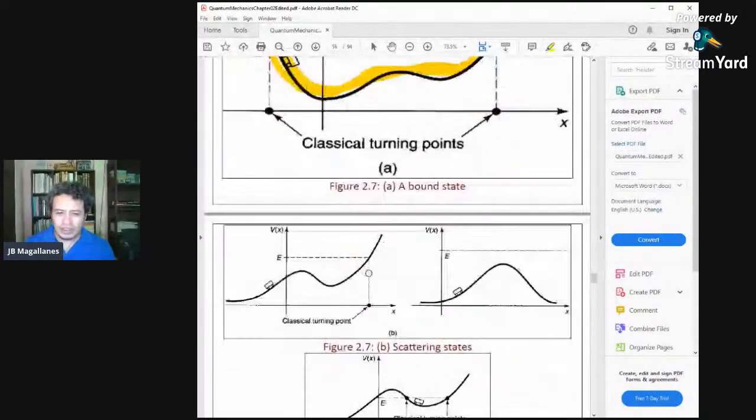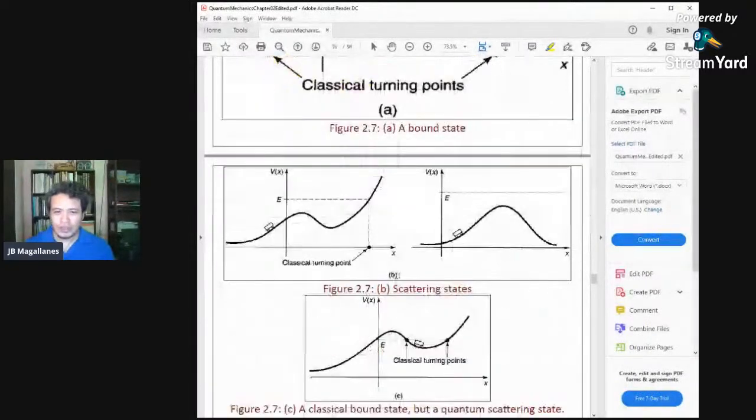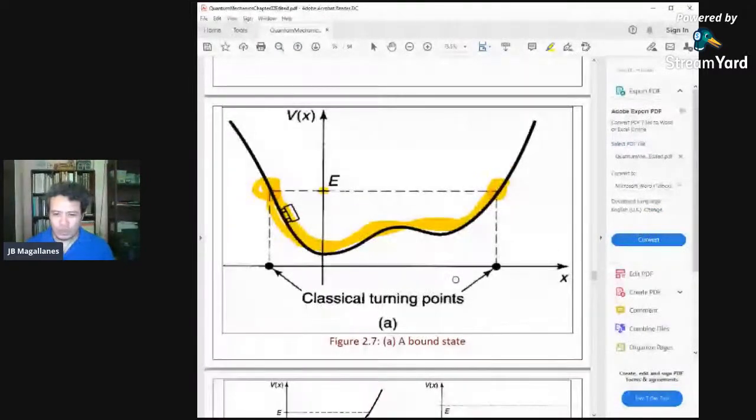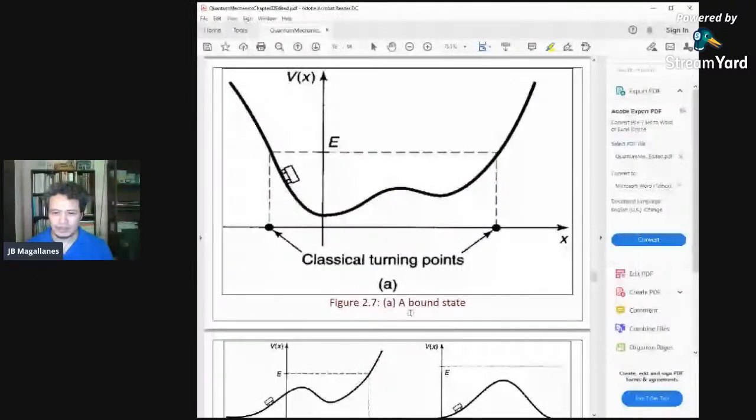There's also this kind of potential where your particle, by the way, this is called a bound state. The particle is bounded. Yeah, this is a bound state.